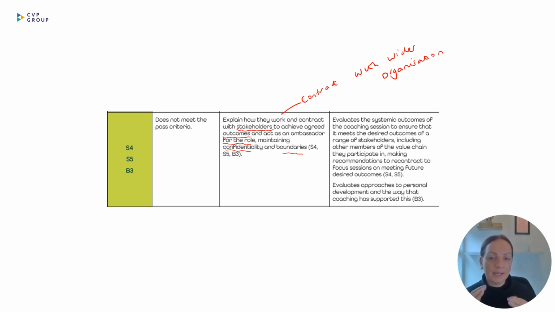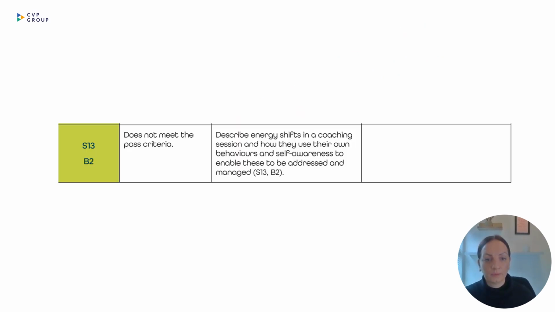So plan a clear explanation there as to how you've contracted with stakeholders, including the coachee and the managers, the leaders, the senior stakeholders. Again, refer to Masterclass 1, assignment and resources and slides, because that is where the information is to prepare for that answer. S13 and B2. So this is about energy shifts.